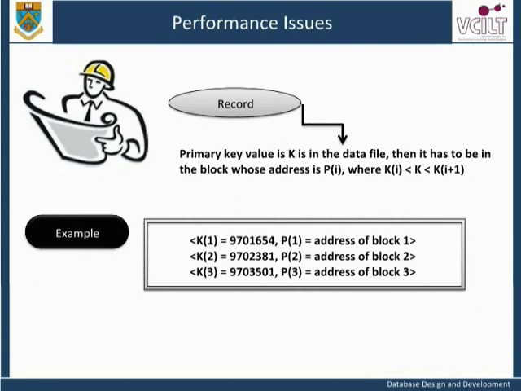The record with ID equals 9,702,399 is in the second block because K2 ≤ 9,702,399 < K3. In fact, all the records with an ID value between K2 and K3 must be in block 2 if they are in the data file at all.